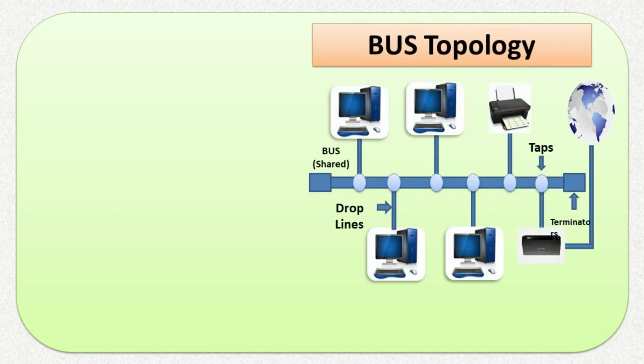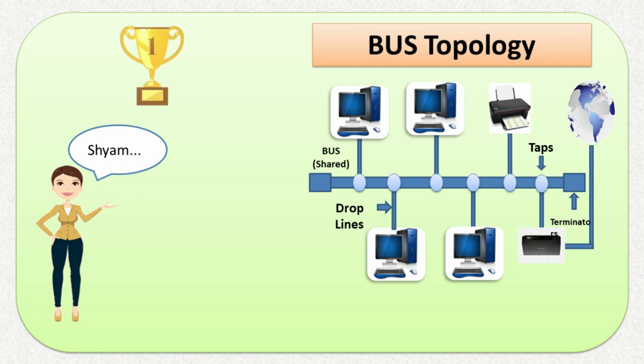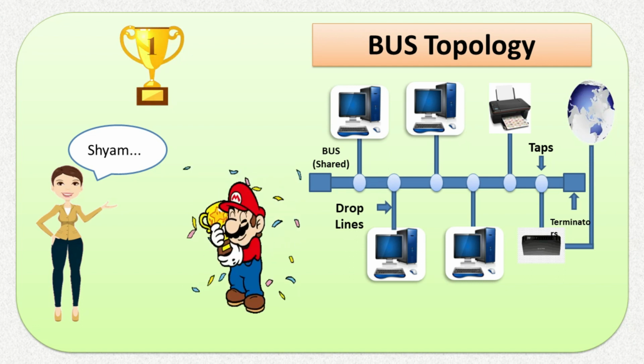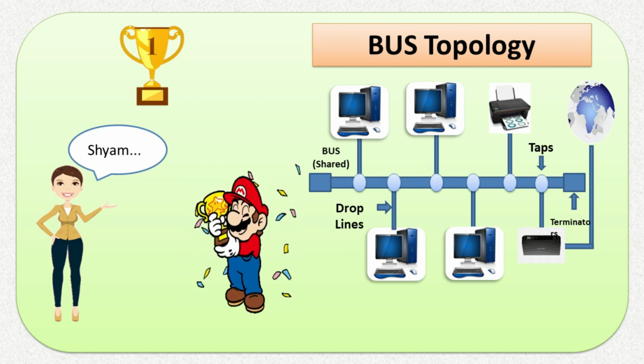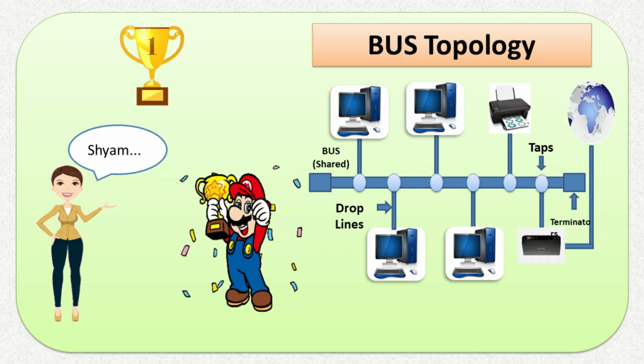You will understand by an example. Suppose you are distributing quiz competition prizes as per the result of the competition. So you ask Sham to come on stage to receive a reward. So only Sham will go and collect the prize. Same is the case with bus topology, only that computer accepts the frame to whom it is addressed.